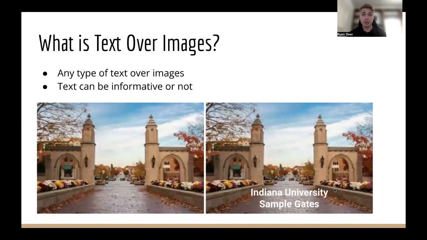So what is text over images? Text over images involves any type of text over an image on a web page. It generally does not matter whether the text is informative or descriptive. On this slide, you will see two images showing the Indiana University Sample Gates, with the second image including descriptive text on the image to provide better understanding of what we will be discussing in this presentation. Next, Ling will talk about why text over images matters.